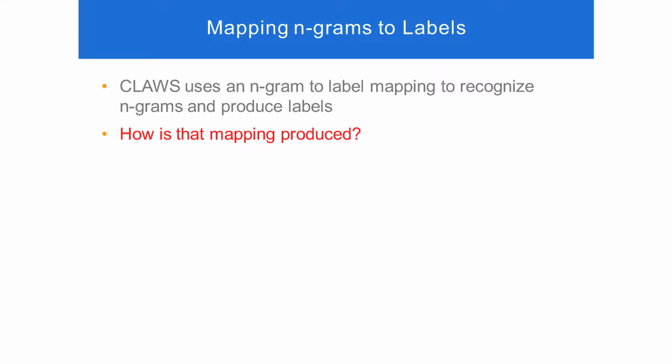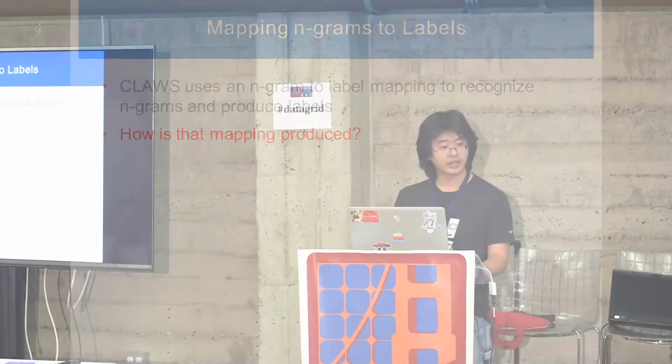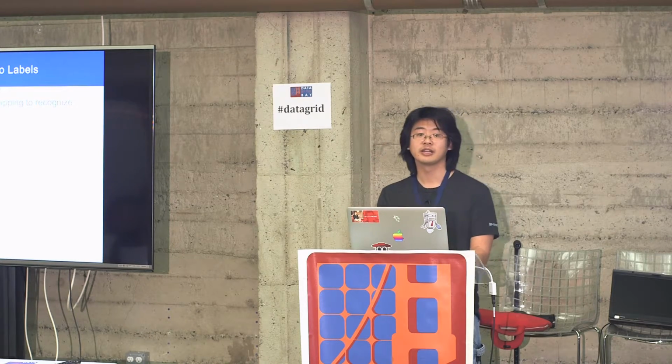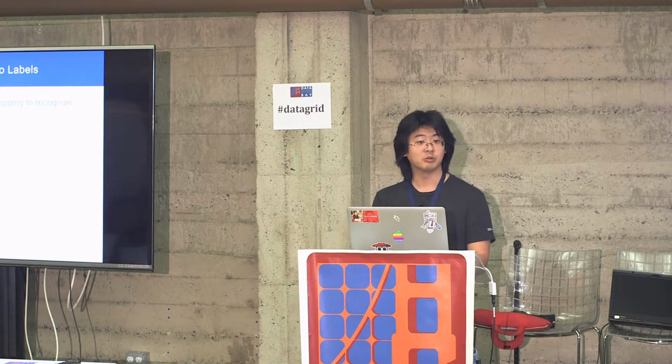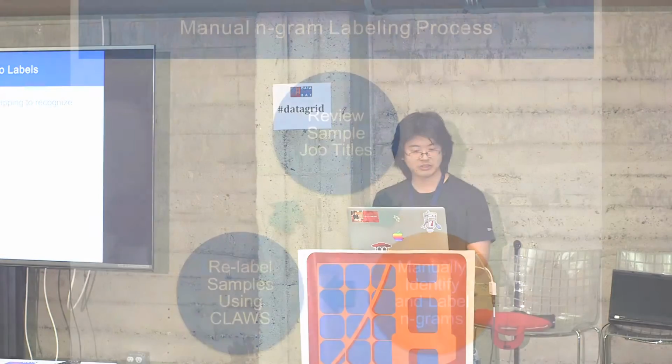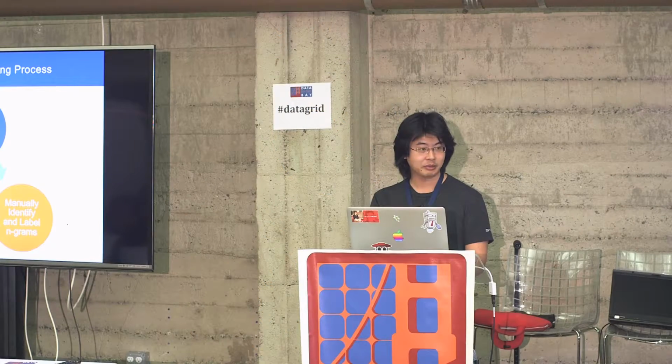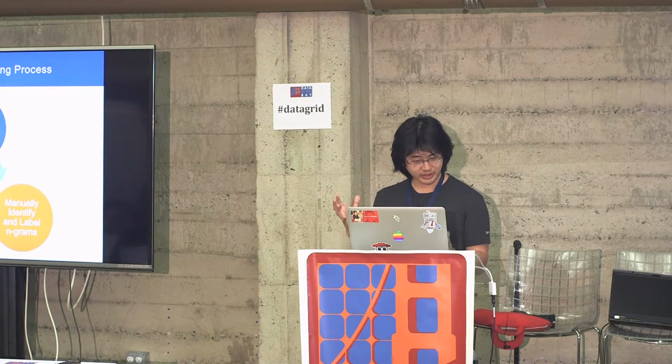Okay, so we've talked a bit about how Clause goes about recognizing ngrams and producing those labels. So obviously most of Clause's intelligence is in this ngram to label mapping. So that leaves us the question, how is that mapping produced? So here, I have our basic process for producing the ngram mapping. And long story short, it's a manual process.